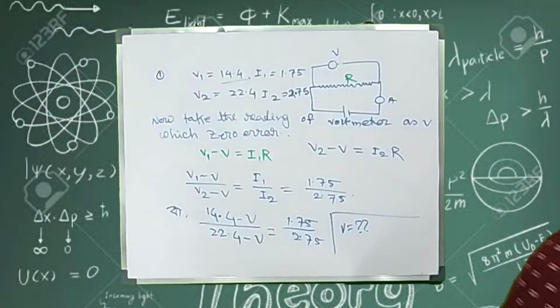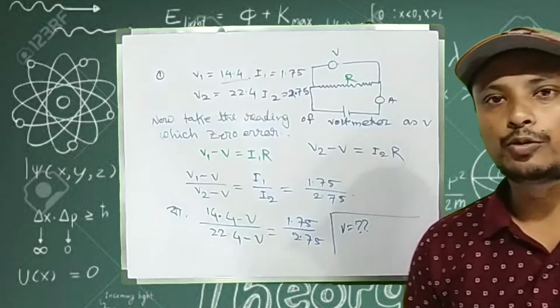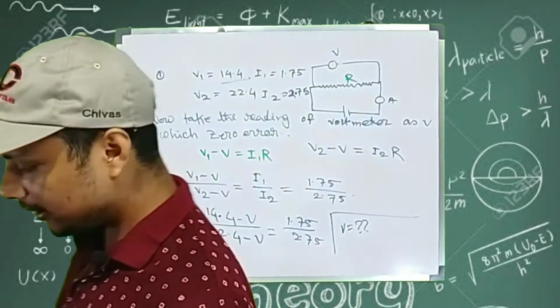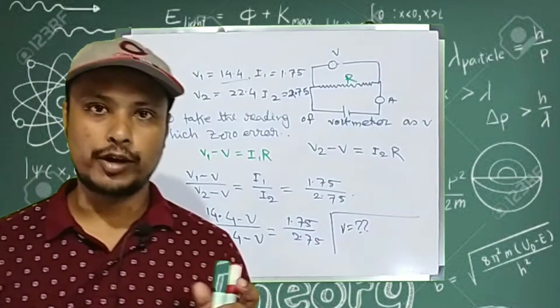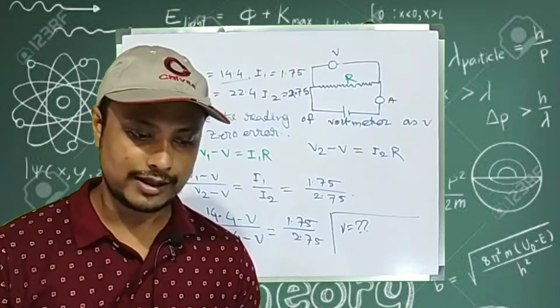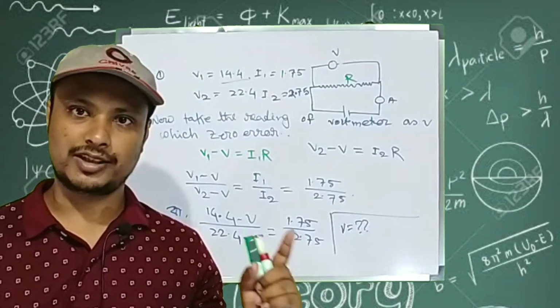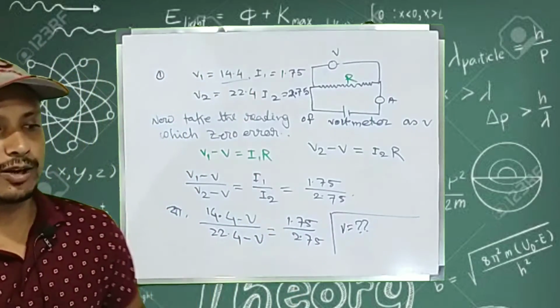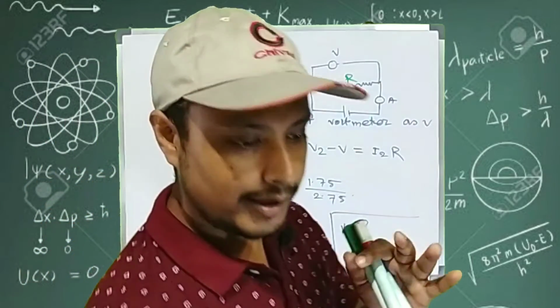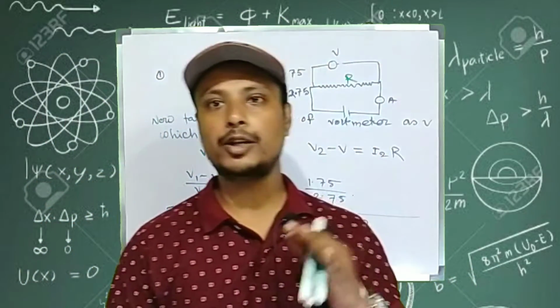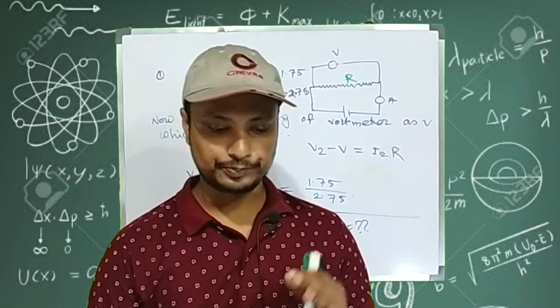Okay, I think you have understood this problem. So this potential V is the zero error for the voltmeter. That is, when there is no potential, it has some potential due to its own internal resistance.